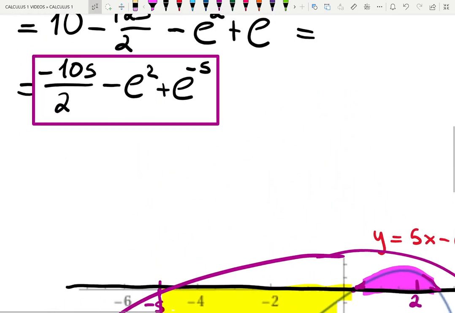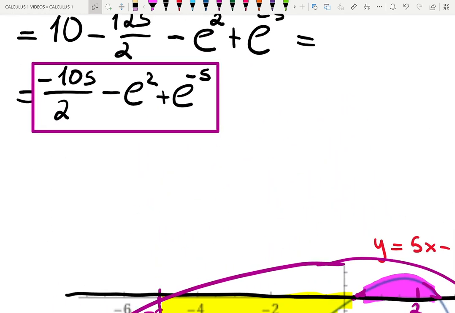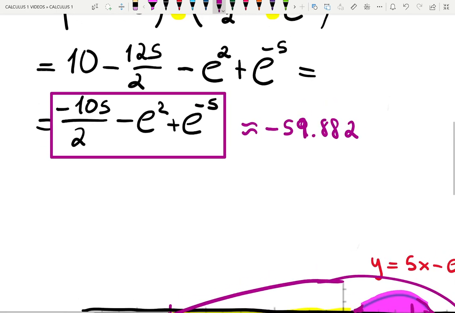Well, this number, is it positive or is it negative? Actually, if you take your calculator and approximate the answer, you will see that it is negative 59.882. And it is indeed negative. And that's how you practice integration.